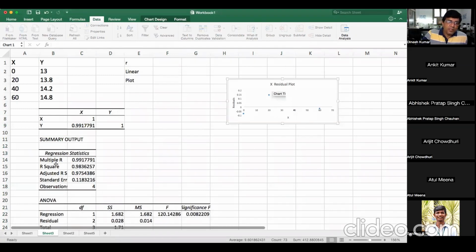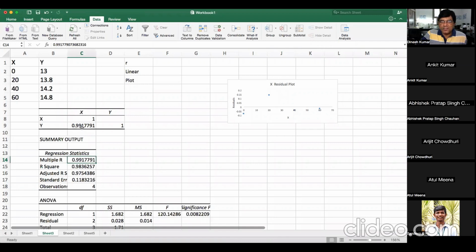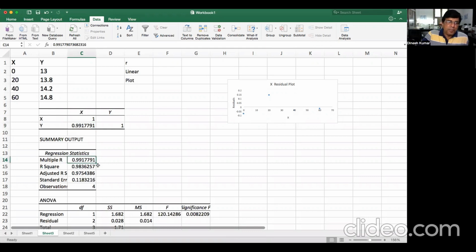Now you see, this is the correlation coefficient, this one. It is the same as what you got from correlation analysis. From correlation analysis, you found this correlation coefficient, and the same is here also by regression analysis. The results are not going to change. And this is R square, 0.98.